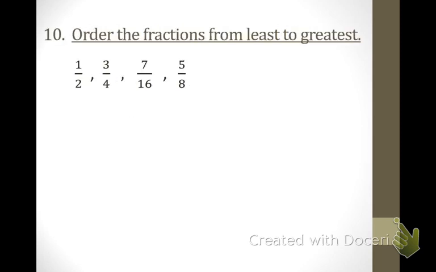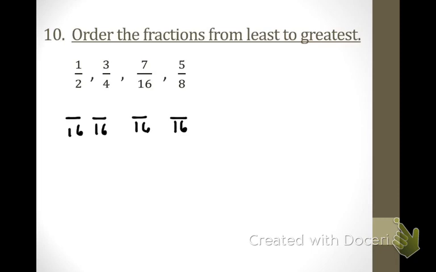Last question for today, number 10. I want you to order the fractions from least to greatest. You're going to do it the same exact way we just did our last one. You are finding a common denominator for all of them. Okay, make sure you show me your work. Go ahead and try it on your own. As I look at all of these, my denominator that's the biggest is a 16. Can all of them fit into a 16? Yes, they can. Okay, so your common denominator for each of these is going to be a 16.